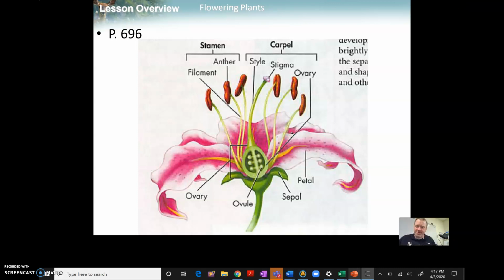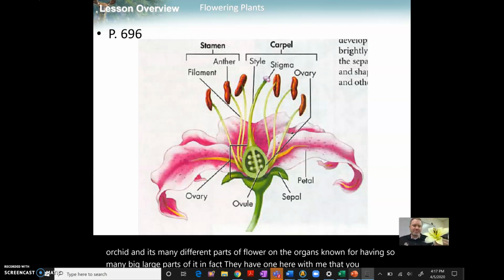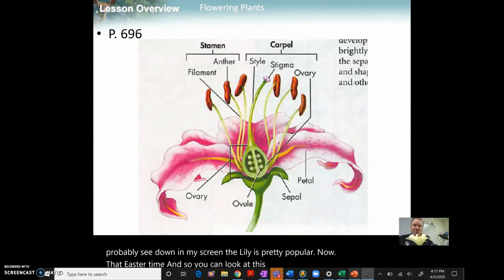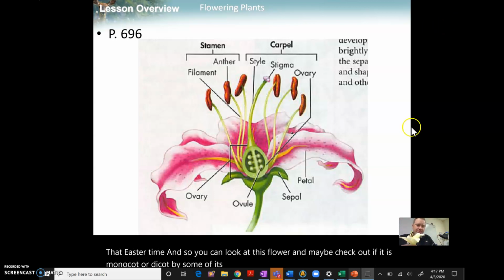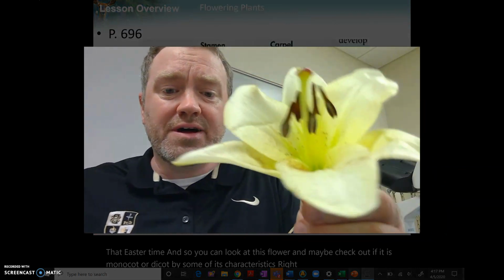So this is the last slide that you have, and you can see you have a picture of an orchid and its many different parts of flower. The orchid's known for having so many big, large parts. In fact, I have one here with me that you can probably see down in my screen. The lily's pretty popular now. It's Easter time. And so you can look at this flower and maybe check out if it is monocot or dicot by some of its characteristics, right? Let me just jump here to big full screen. There we go. So you can see the flower.